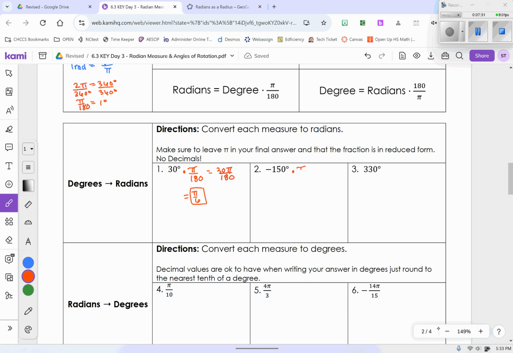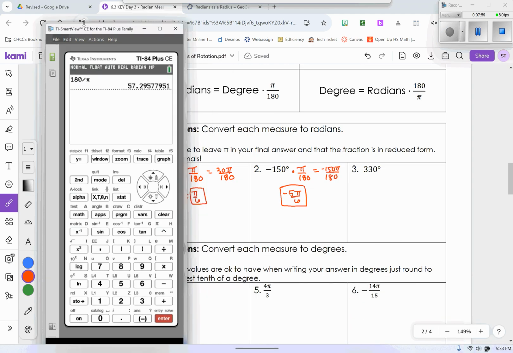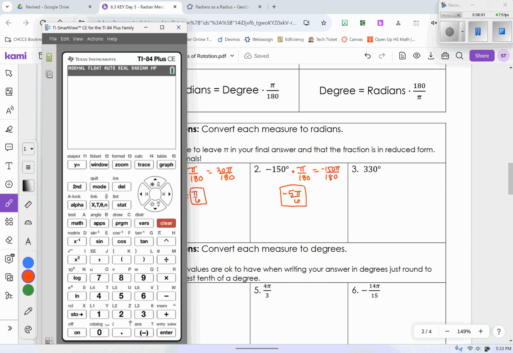So a negative 150, multiply this by pi over 180. When we do that, we get negative 150 pi over 180. So again, you can cross out the zeros there. Negative 15 over 18 would be negative 5 pi over 6 when you reduce. Even if you have a hard time seeing that, you can, if you need to, use your calculator, but I would try to do it without your calculator. But if you need to, use your calculator and just do the problems without the pi and then add it back in. So if I did negative 150 divided by 180 and hit the math fraction key, you can see you get negative 5 over 6, but you just have to put the pi back in.